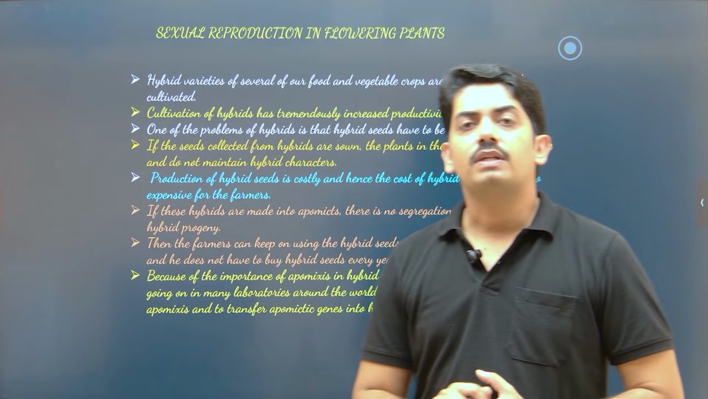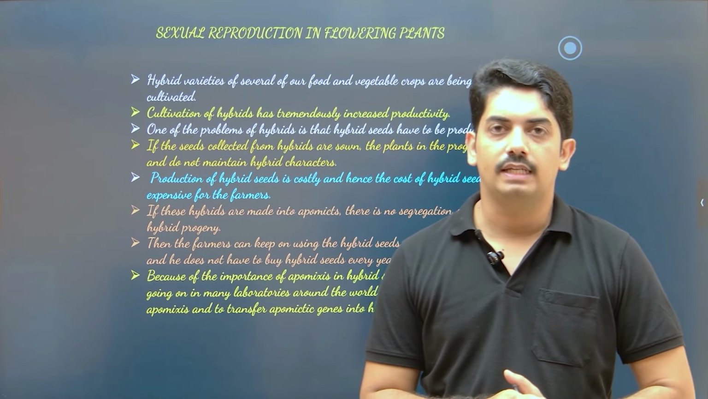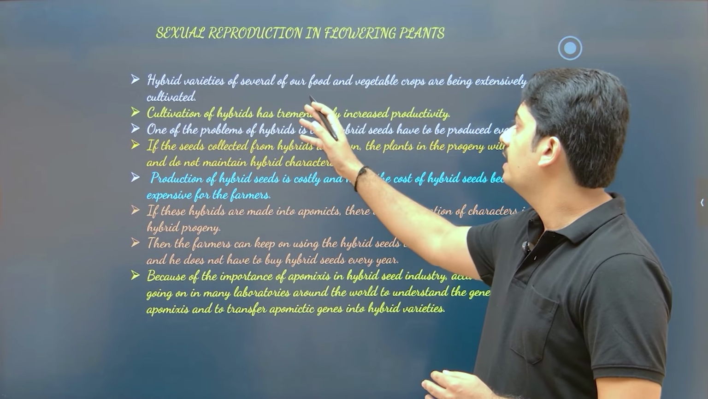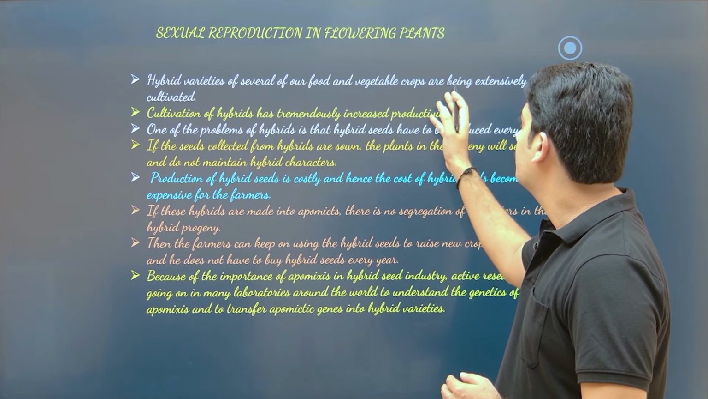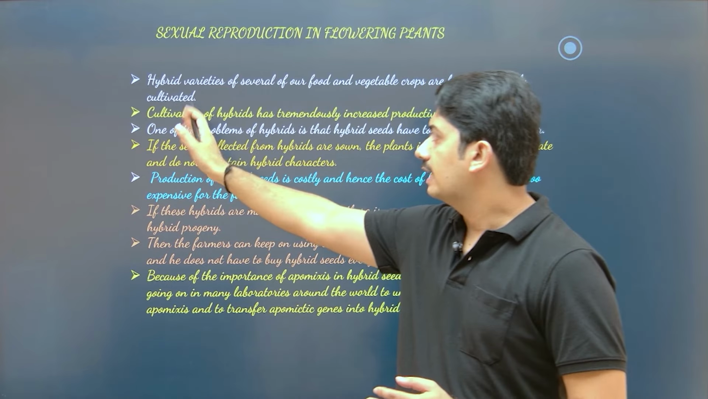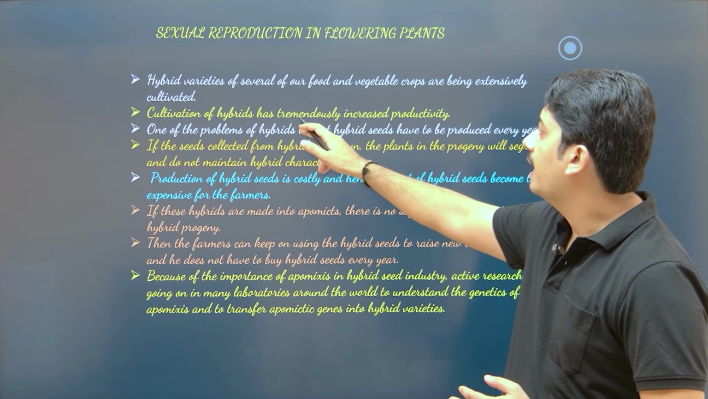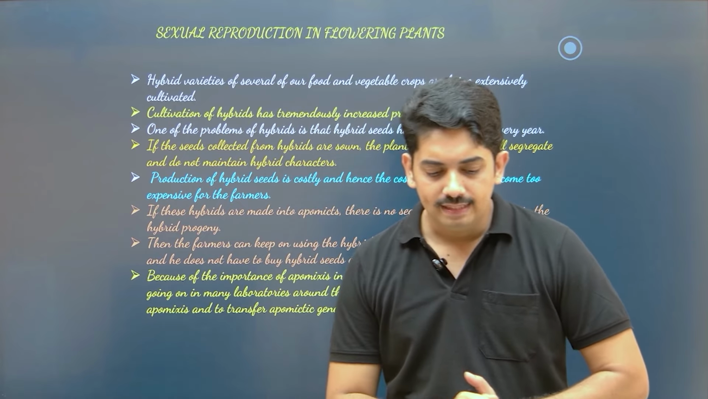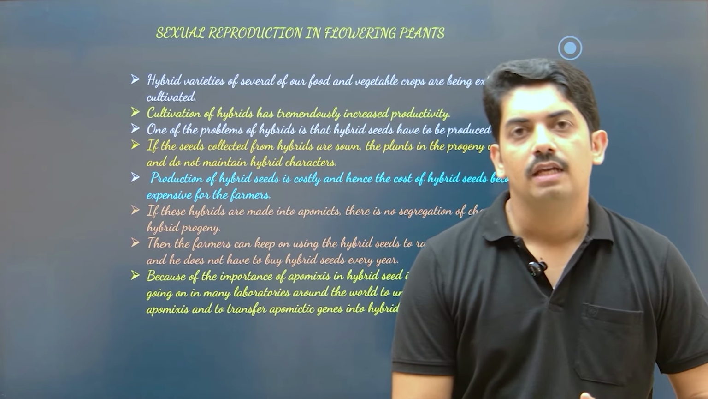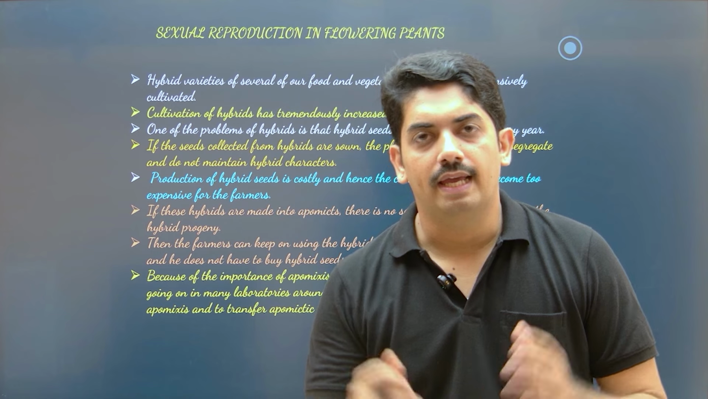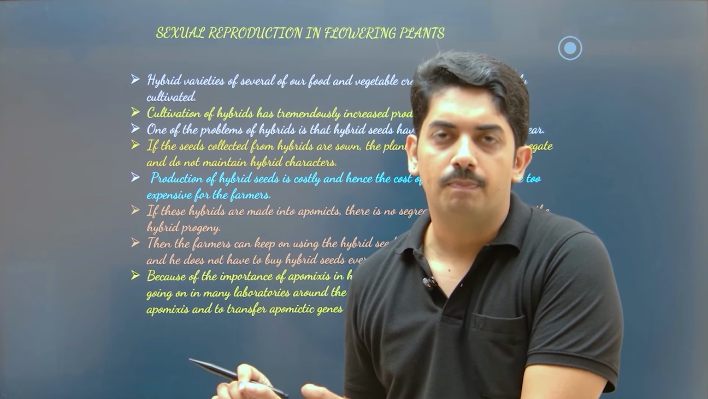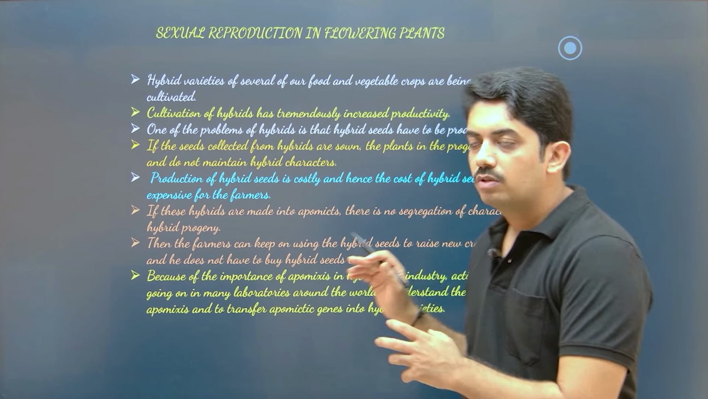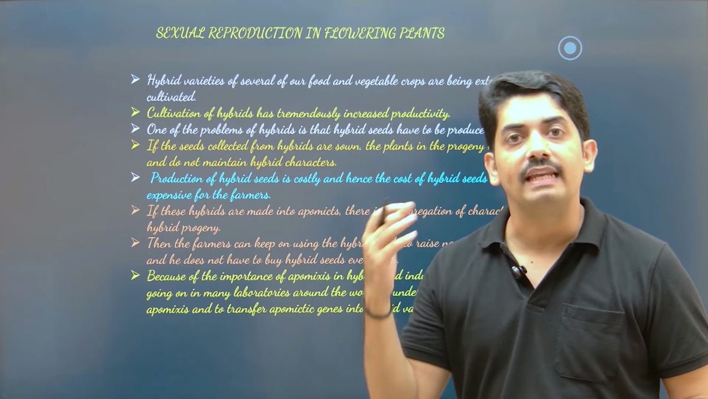Now, what is its application in agriculture? We'll try to understand. Hybrid varieties of several of our food and vegetable crops are being extensively cultivated, and cultivation of hybrids has tremendously increased the productivity. When the productivity is very high, usually farmers, every time they go to a shop where they sell the hybrid seeds, the cost of the hybrid seeds will be very high.